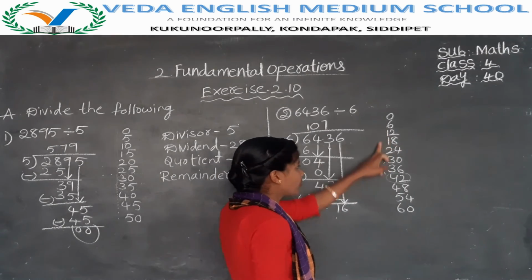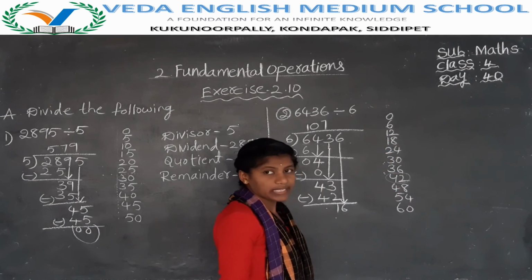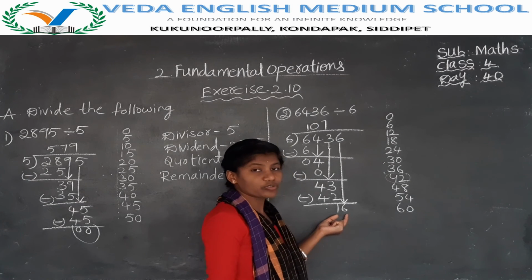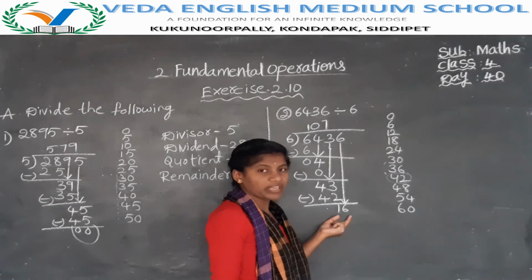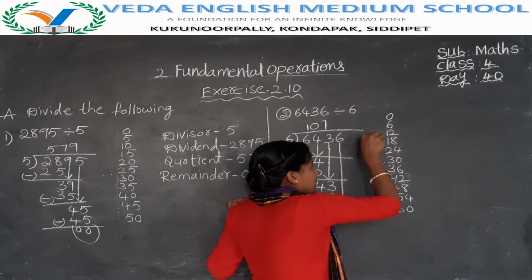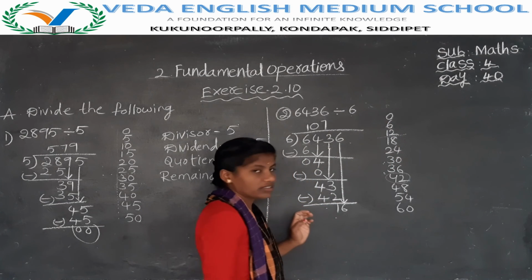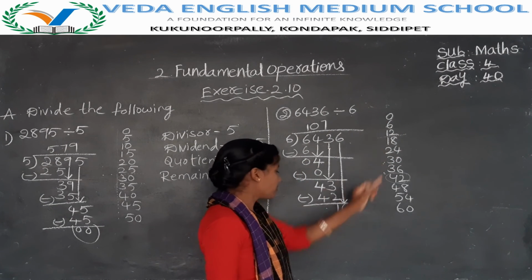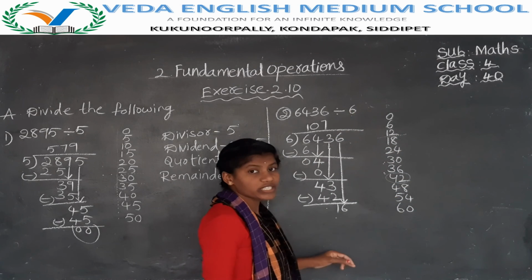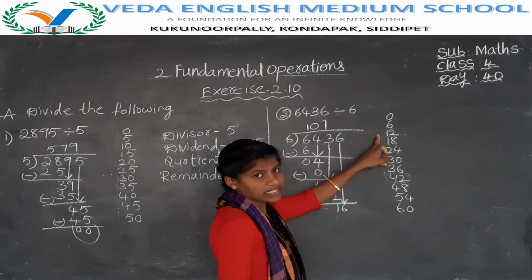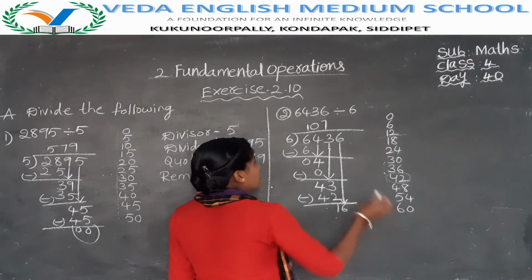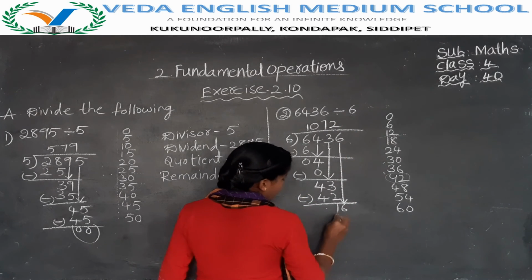Is there 16 in the 6 table? No. If 16 is not there, then we have to choose a number smaller than 16 and nearest to 16. 0, 6, 12. These three numbers are smaller than 16. Now, out of these, which is nearest to 16? Here 12 is nearest to 16. So we have to take 12. How many times is it possible in the 6 table? 2 times. So 6 twos are 12.